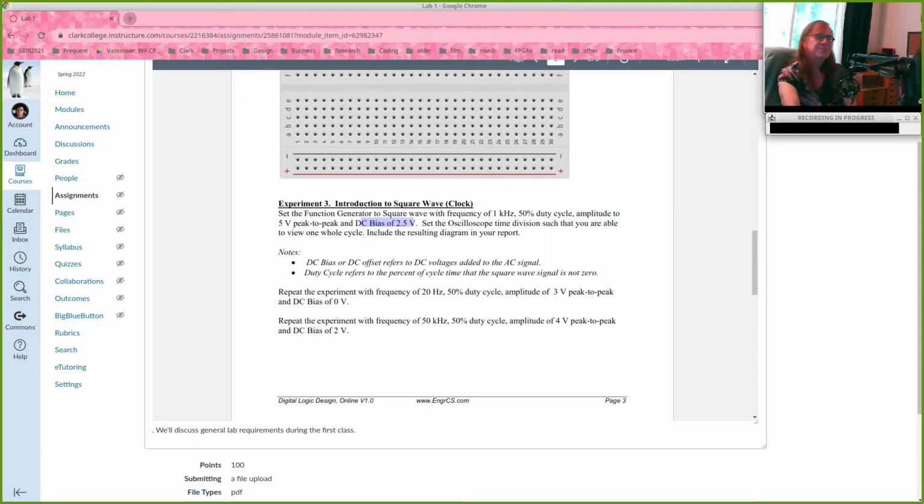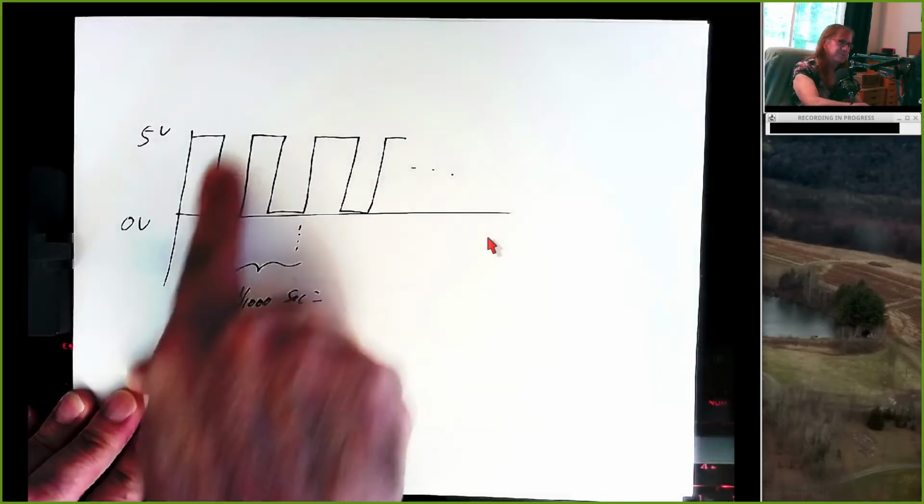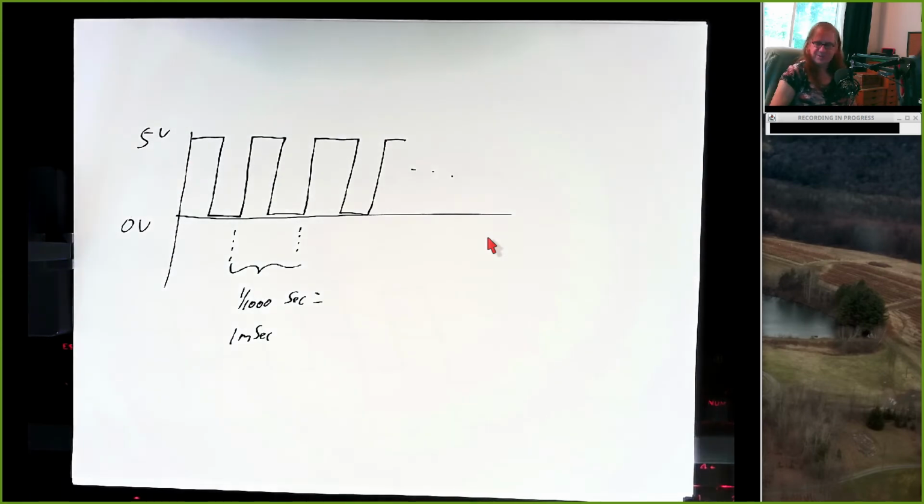Right, so lots of knob settings that you can make on the function generator and on the oscilloscope, and take a look at what your waveform looks like. So set the oscilloscope and the function generator accordingly, and then include the resulting diagram in your report. So draw a sketch, right? And show what your waveform looks like for those settings.